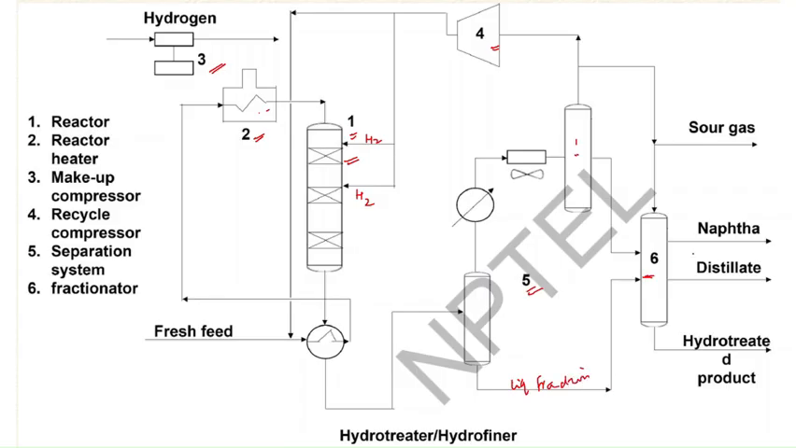is given to the fractionator, where it is separated into lighter cuts, naphtha, distillate, and the hydrotreated product from below. And moreover, from the separation unit, sour gas will be given off, which consists of H2S and NH3 and different other gases. Some amount of water vapor may also be present here.